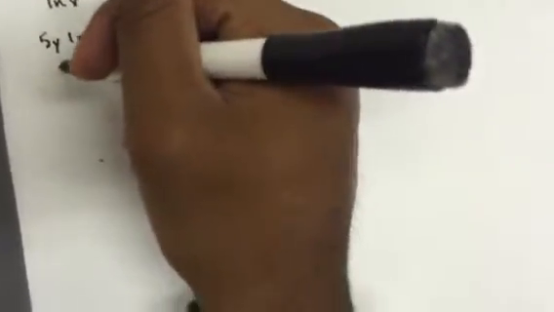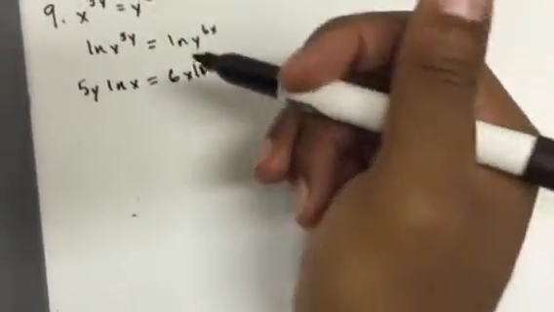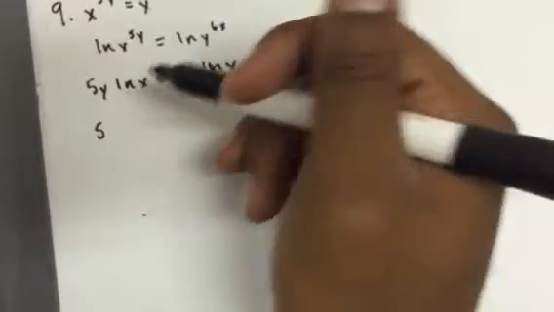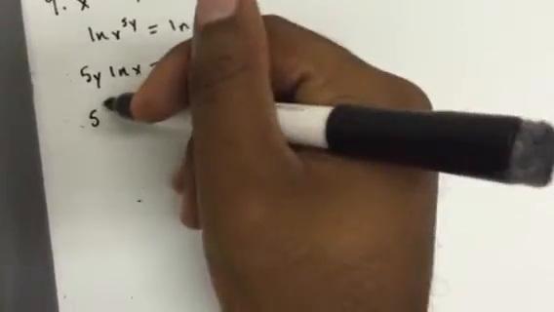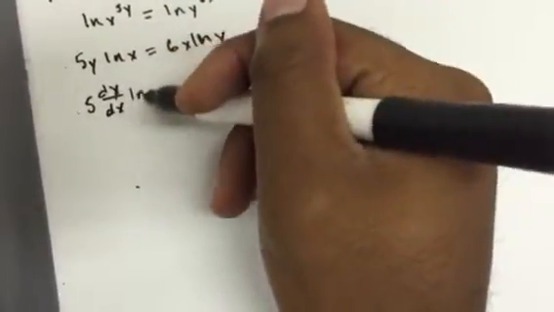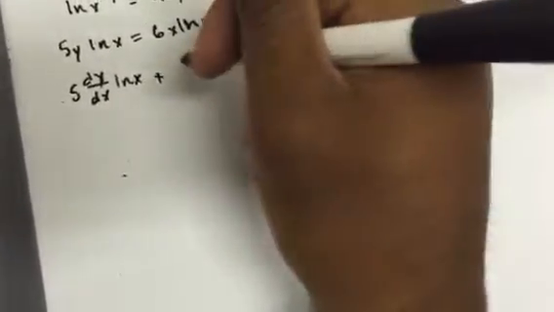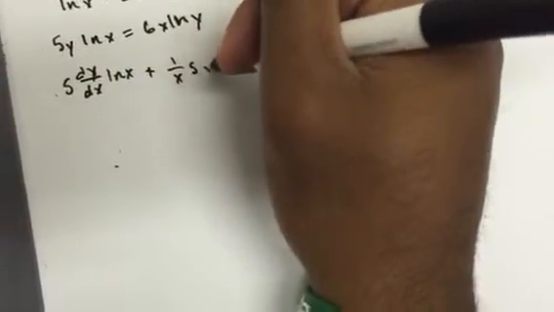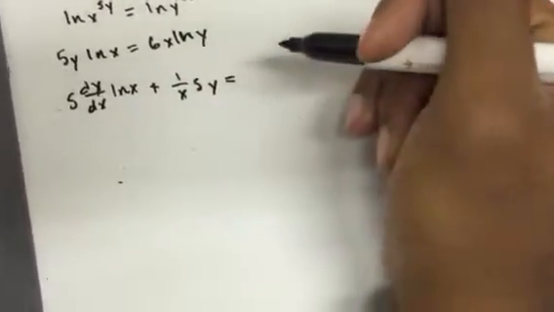So I'll take the derivative of 5y, which would just be 5, but since it is y and we're taking it with respect to x, we're going to have dy over dx times ln x. We just leave the second value plus. Now we take the derivative of the second value, 1 over x times 5y.